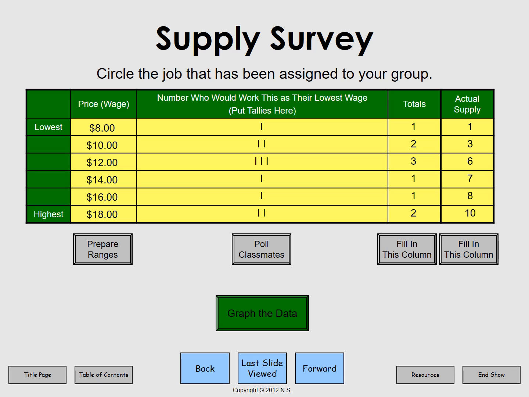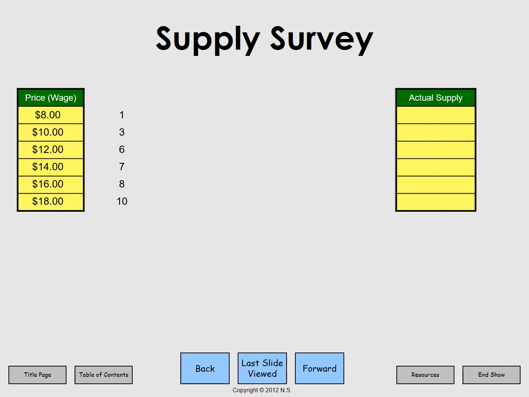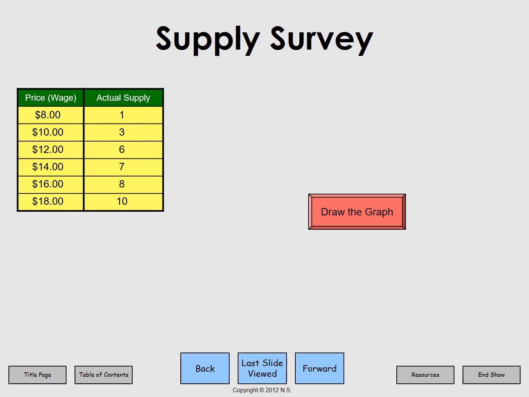If you're going to supply a certain amount of products, in this case, people willing to work, supplying labor, actual supply is the way that we gather the numbers and use the totals. And here what we do, we take the supply survey and we just kind of put it in a nice neat little graph here. At $8, one person is willing to do it. At $10, three people, 12, 6, and so forth. And then we take the supply survey and we turn it into a supply curve.